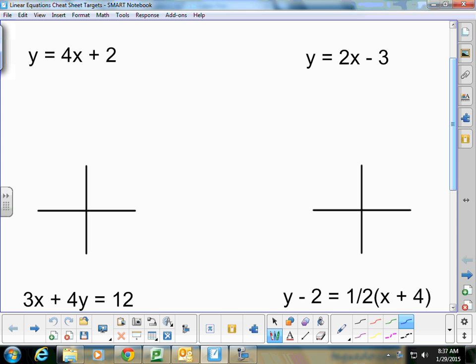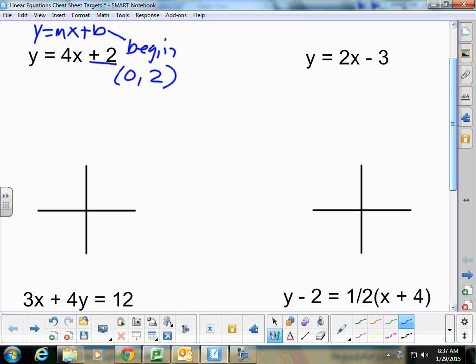So we are given an equation in slope-intercept form. Slope-intercept form looks like y equals mx plus b, where b stands for where we begin. So we're going to begin at 0 to our y-intercept. If you have graph paper, great. You might want to print some out because this is kind of messy. So I'm going to start at 0, 2.